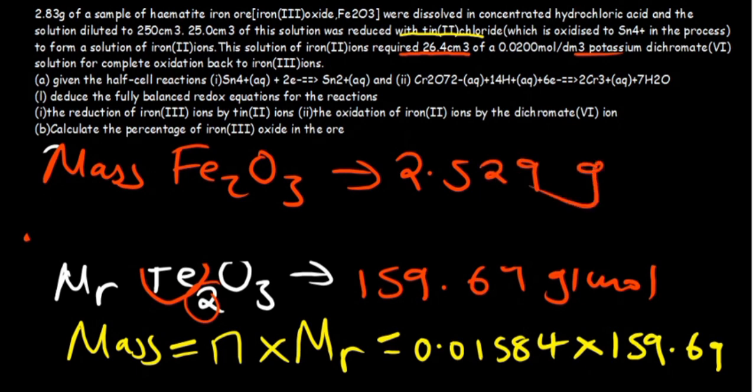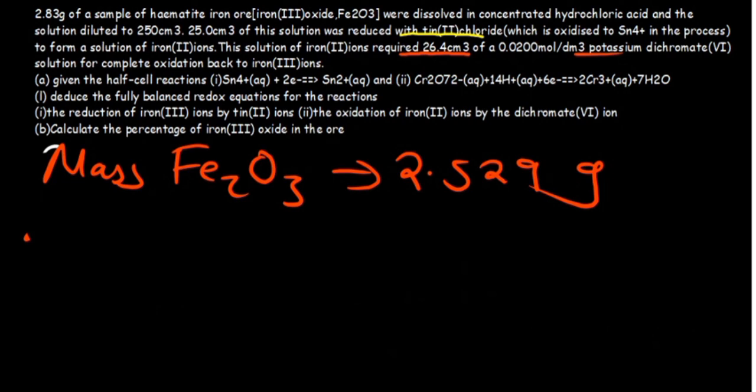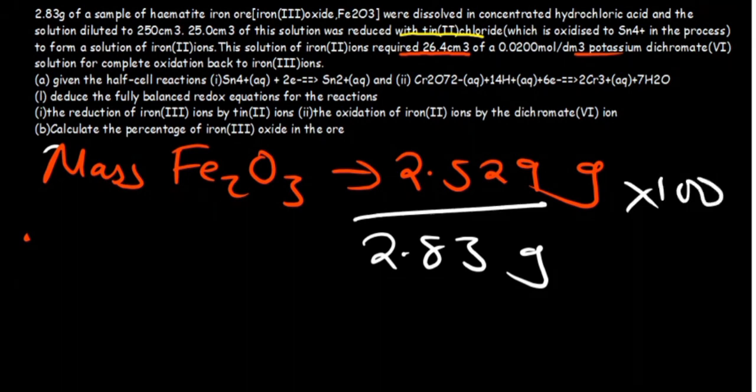The haematite ore itself had 2.83 grams at the start. So that's what we had. Now, for us to find the percentage, we have to divide and multiply by 100. So that much divided by 2.83 multiplied by 100. I'm getting 89.28.